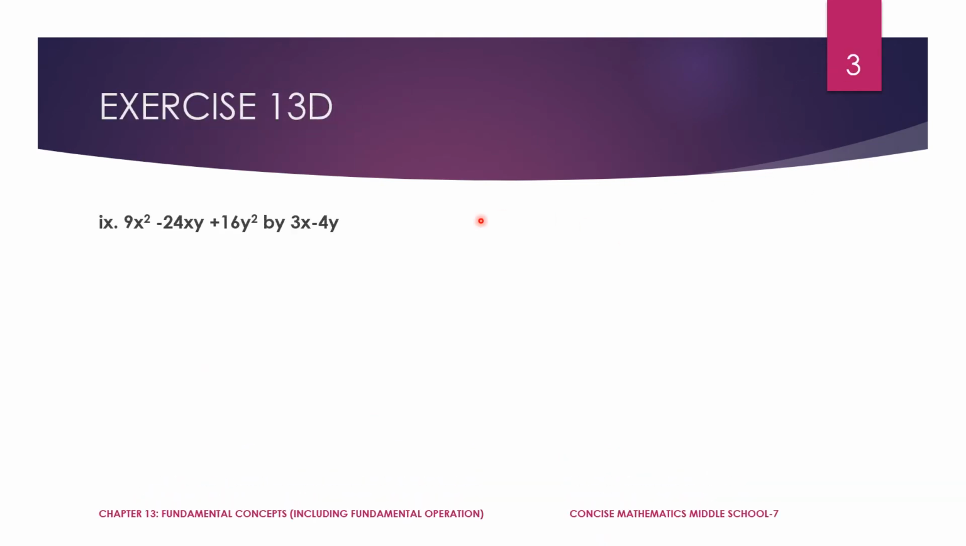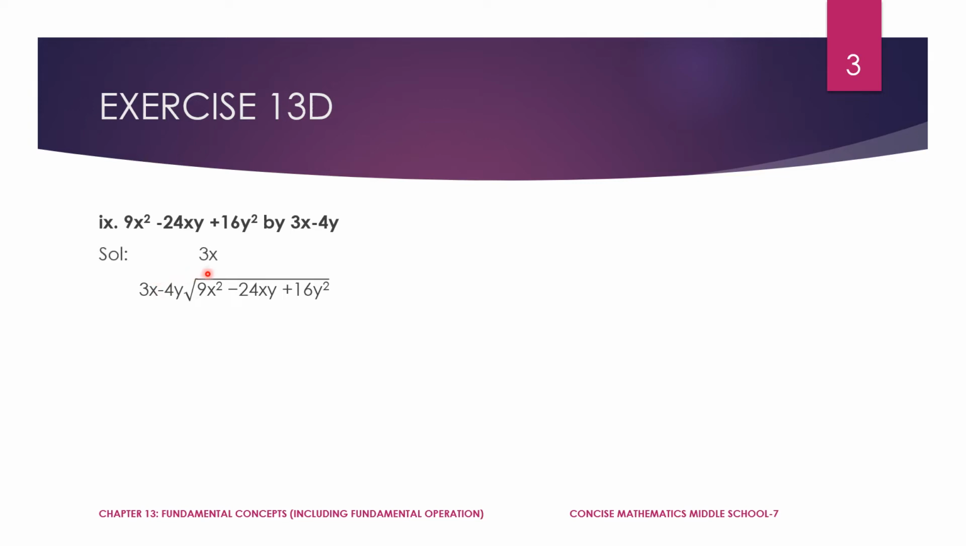Next, here is the question. Again I am going to divide this trinomial with a binomial. It is very easy, but you need to keep practicing. Practice is very important for maths. 3x. To make this 3x into 9x square, you should multiply with 3x, right? And here it is plus sign. Here also you are having plus sign. So no need to check for the sign.